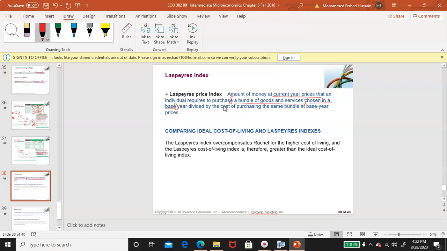Now if we compare the ideal cost of living and Laspeyres's index, Laspeyres's index overcompensates Rachel for the higher living cost, and the Laspeyres's cost of living index is therefore greater than the ideal cost of living index. So see.